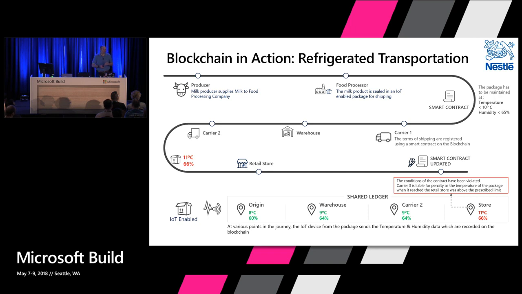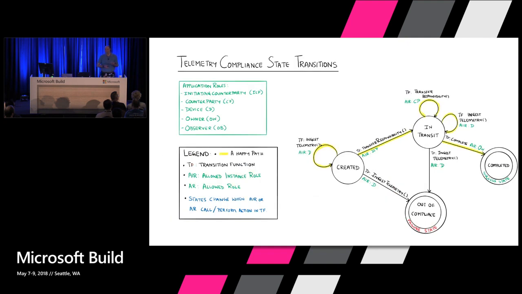And what we do with these sorts of business processes is we have to reduce them to something that can be implemented. And we create a state machine. The state machine models the business process. One of the developers on the team, Ramya, built some really nice diagrams for the samples that are available on GitHub. And this is one of them. We call it telemetry compliance, but here we're using it as refrigerated transportation. And there are a variety of states and transitions.